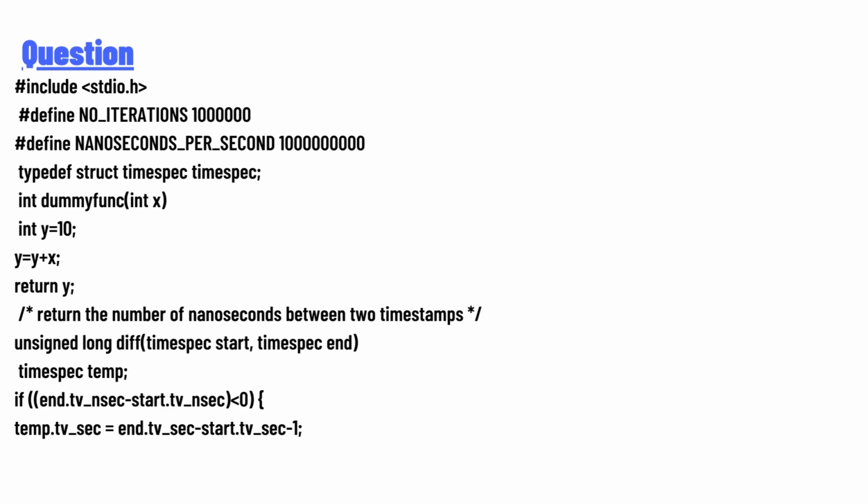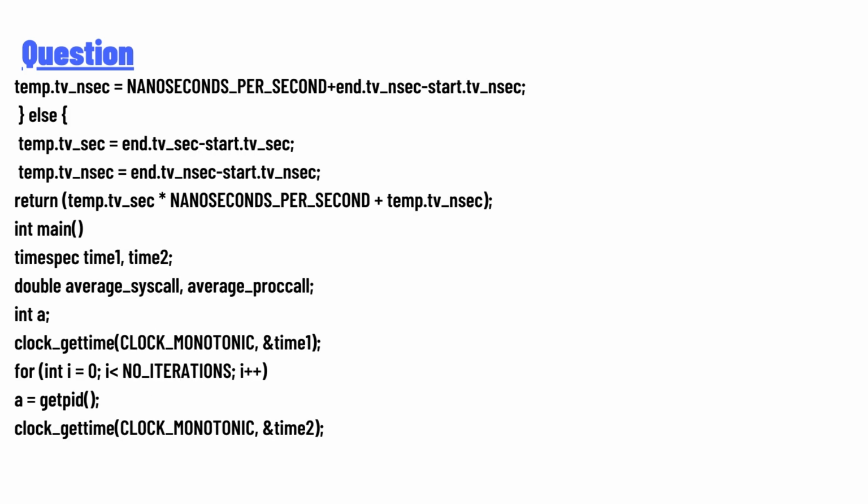unsigned long diff(struct timespec start, struct timespec end) { struct timespec temp; if end.tv_nsec - start.tv_nsec is less than 0, temp.tv_sec = end.tv_sec - start.tv_sec - 1, temp.tv_nsec = NANOSECONDS_PER_SECOND + end.tv_nsec - start.tv_nsec, else temp.tv_sec = end.tv_sec - start.tv_sec, temp.tv_nsec = end.tv_nsec - start.tv_nsec. Return temp.tv_sec times NANOSECONDS_PER_SECOND plus temp.tv_nsec. Then int main.